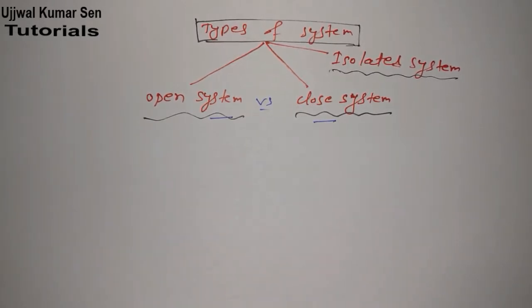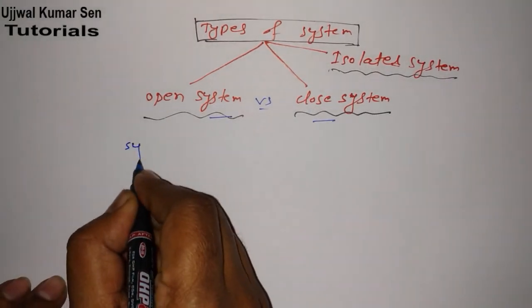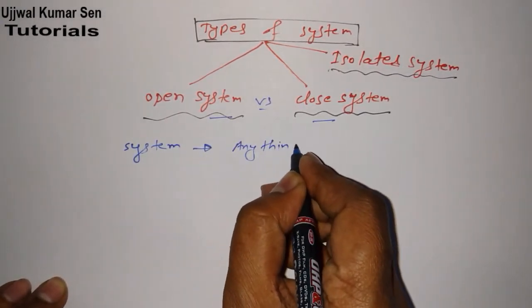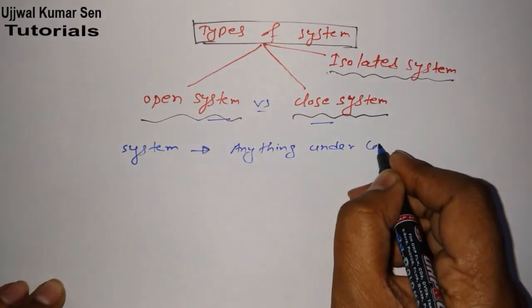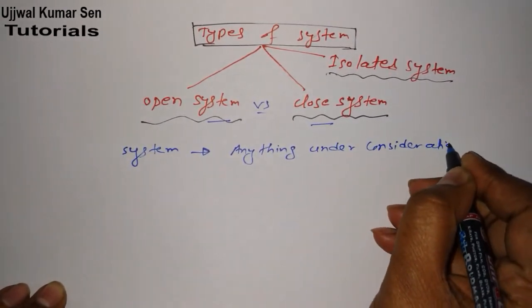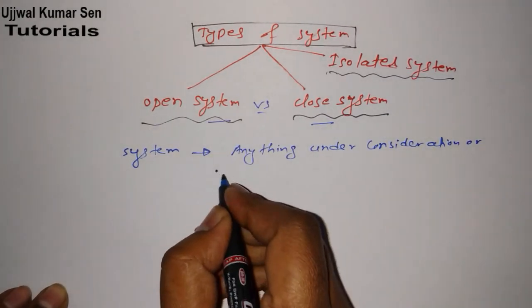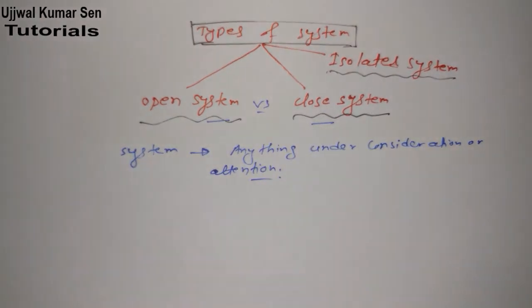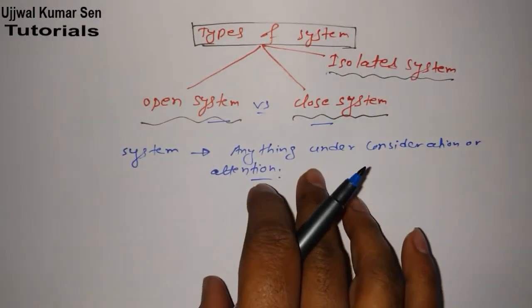Alright, so if you have watched my video related to system and surrounding, then probably you know what is system and what is surrounding, right? So let me share with you what a system is basically. If you go for the definition of system, it's really simple. System is anything under consideration or attention. Okay, anything under consideration or attention, that is known as system.